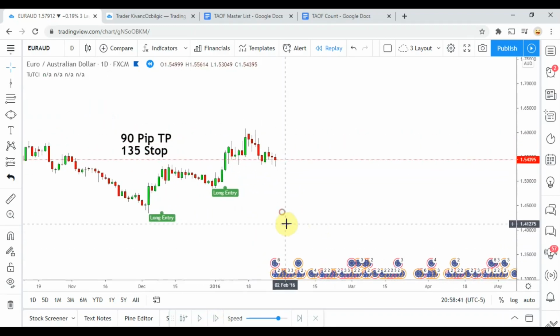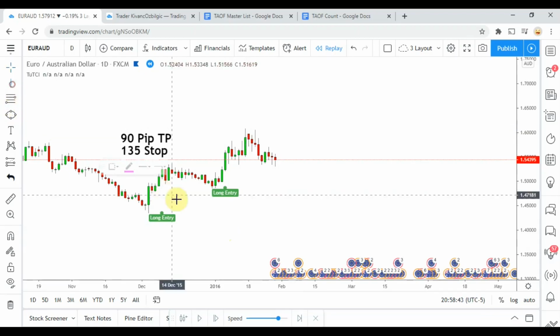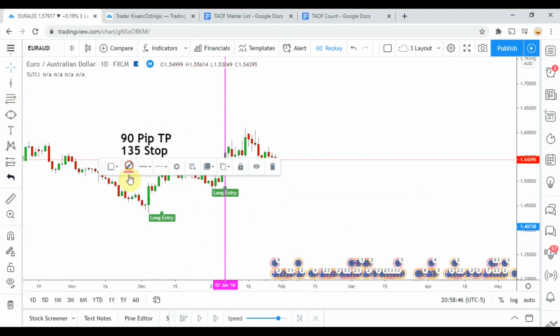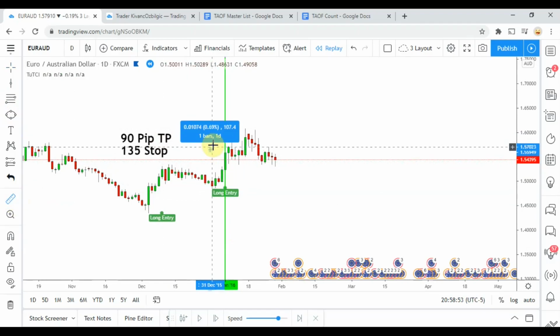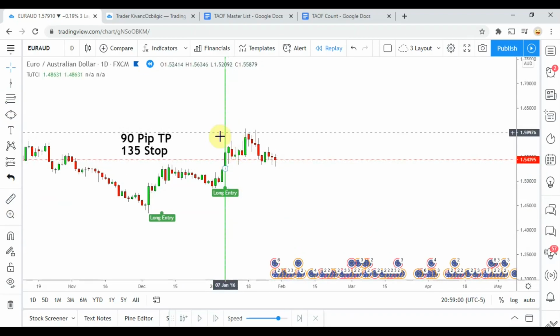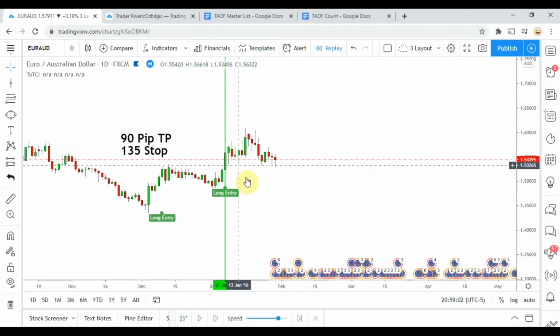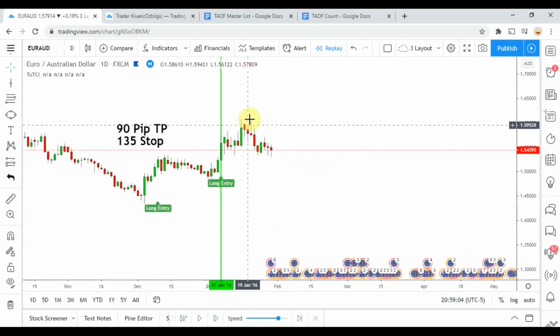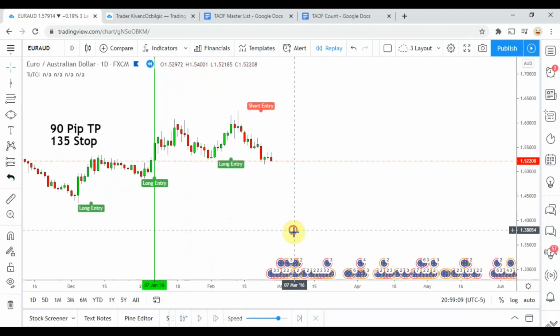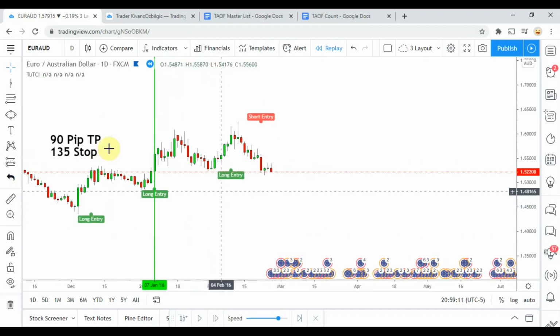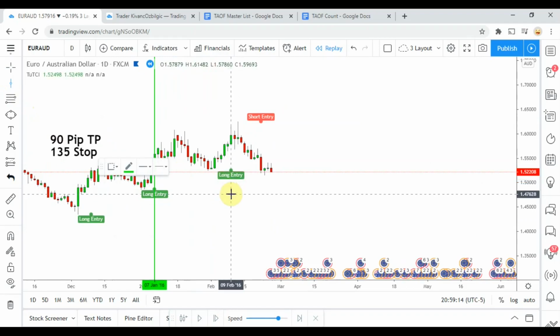Alright, so we pick up a long entry right on this candle here. Let's see if it gets us to the 90 pips. Let's check down. So there. Yep, got us on the 90. Got us to the 90 pip take profit on the very next candle that it displayed there, and probably a little bit farther if we were to follow it a little bit more down the road there.